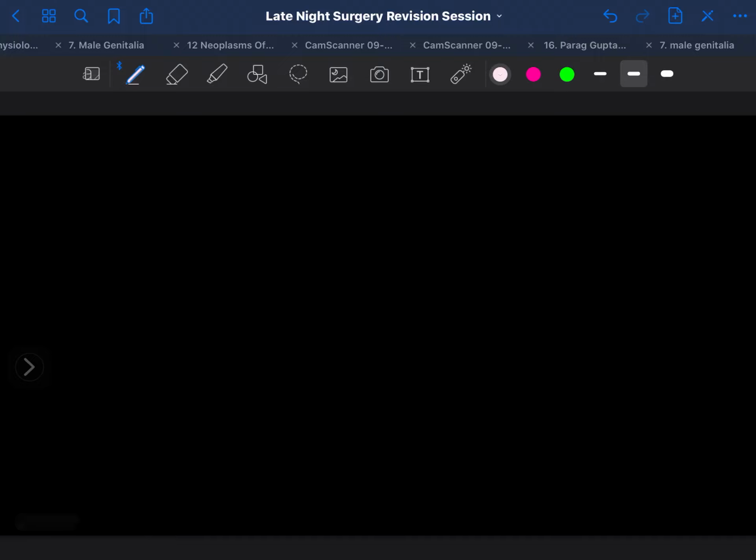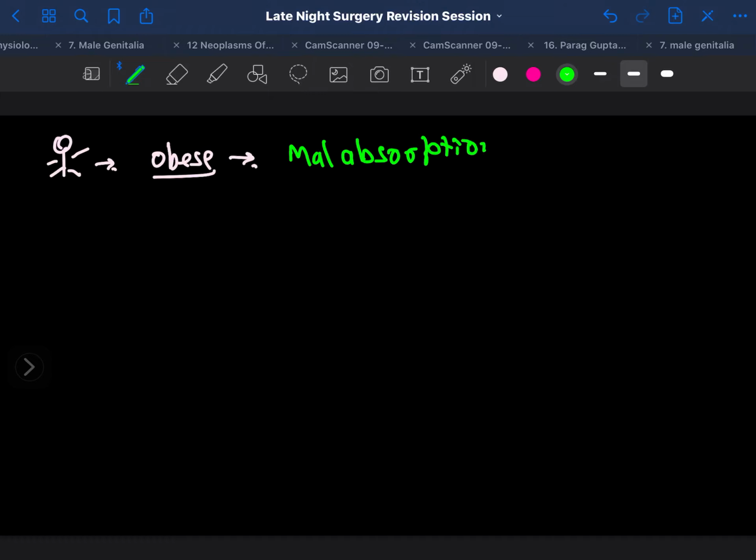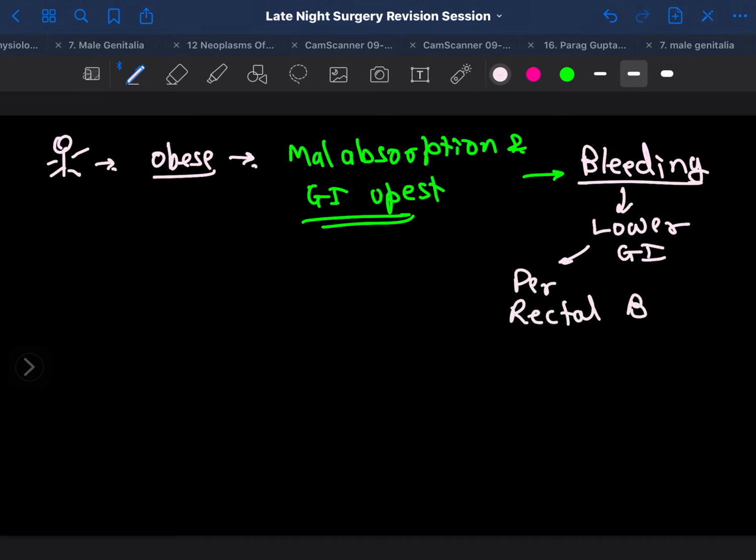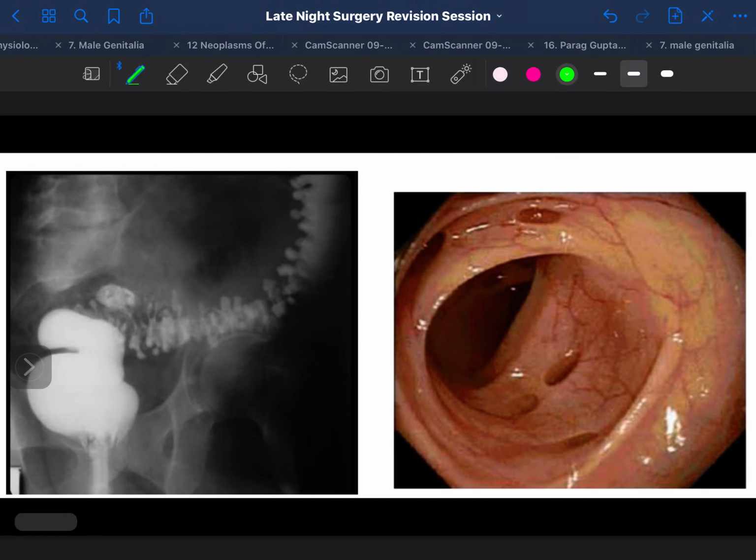So here, I'll first give you a clinical scenario. Let's say there is a patient who is kind of obese, and the patient is coming to you with a malabsorption state. So the patient is having malabsorption and kind of GI upset. Now what happened? The patient started to develop a bleed, but this time the bleeding was from the lower GI, so per rectal bleeding. The bleed basically stopped after some moment of time, and then you investigated this particular patient.